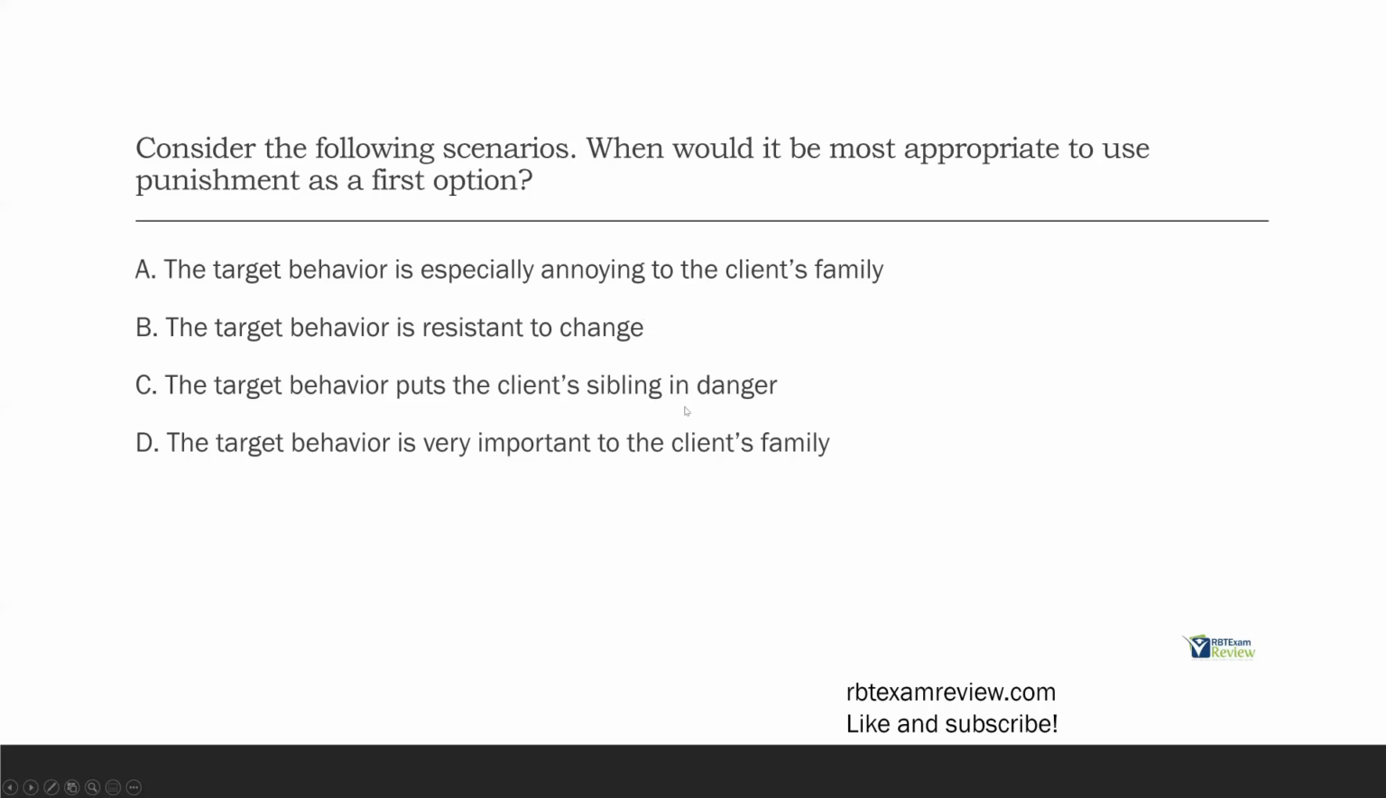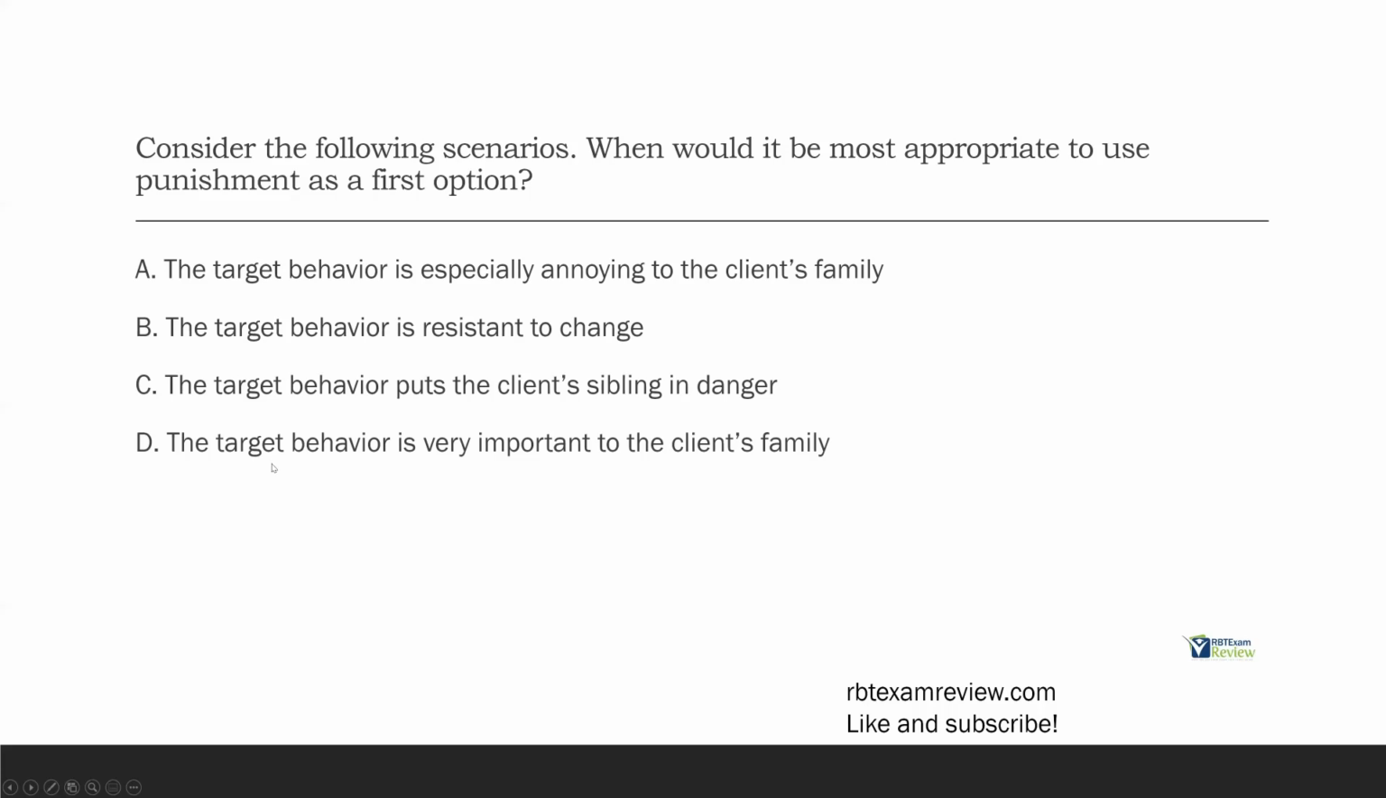C, the target behavior puts the client's sibling in danger. Now, this is what we consider a crisis or an emergency scenario or a potential, right? If the client's sibling is in danger from the target behavior, we need to reduce that behavior immediately. Punishment reduces. So if we can punish it, we might have to use it if the client's sibling is in danger. Certainly C is better than B or A.